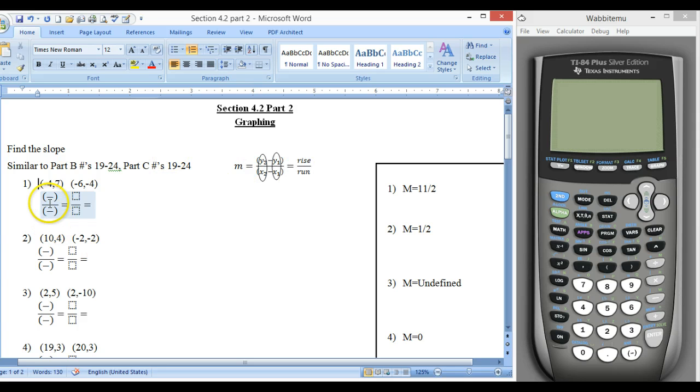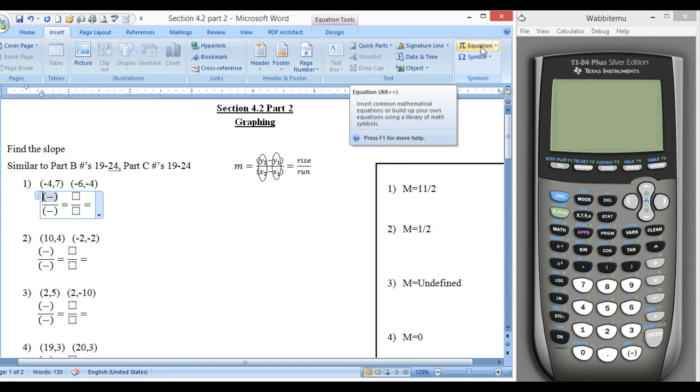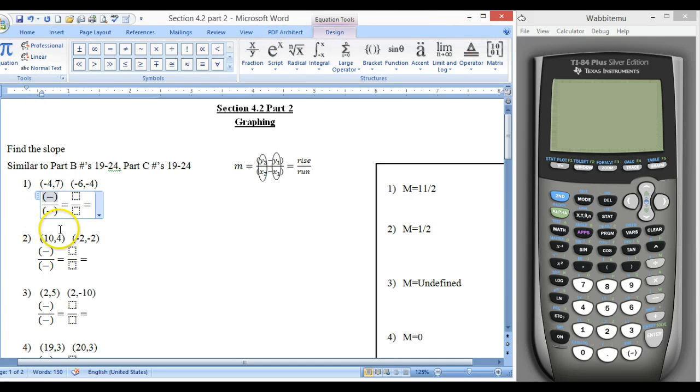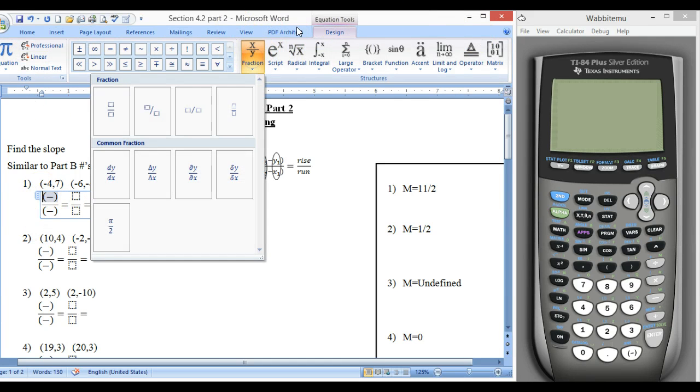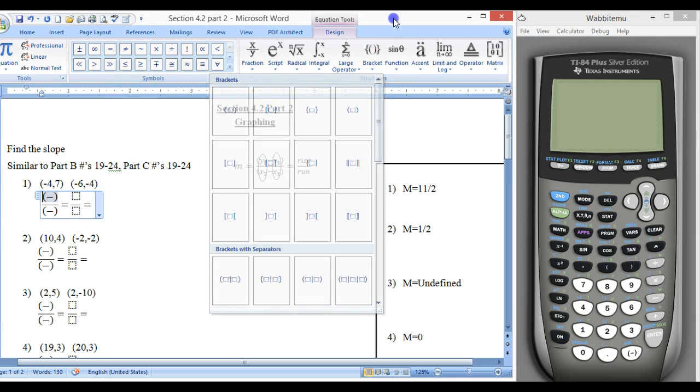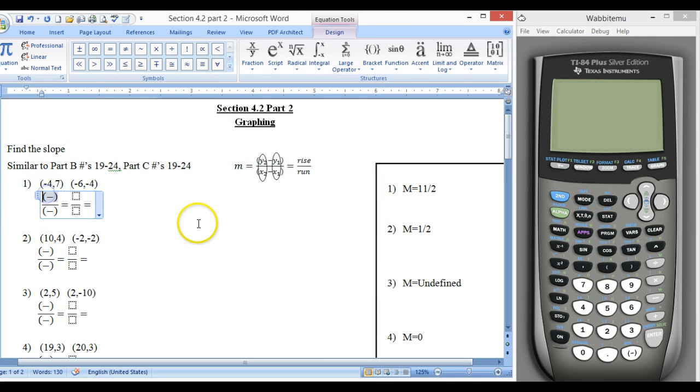So I've already set up something over here using my insert equation. If you haven't seen that, maybe go back and look at one of my other tutorials or video lectures on how to set that up. You go in, you insert, I added the fraction and some brackets. All right, now that I have it set up, I'm just going to start throwing in my numbers to help speed us up through the process of calculating all of these.